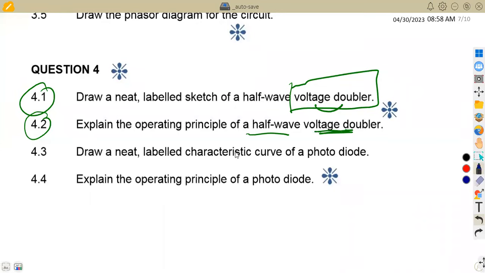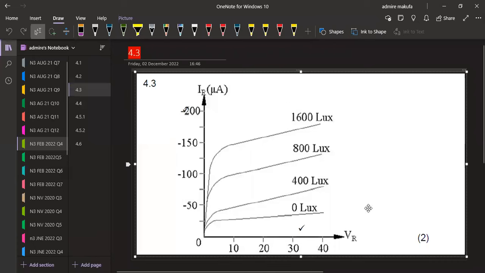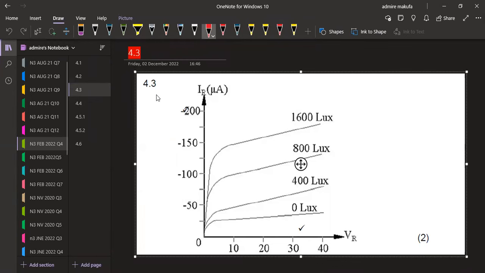On 4.3, we are now given to draw a neat labeled characteristic curve of a photodiode. Remember, a photodiode is the one that takes in light, which is photo. In this case, we have the current in microamps, then the voltage, which is given in volts, then the lux that is increasing. So you can just have the increase in lux from 0 and so on. All right, so this is what we have, just 2 marks for that.